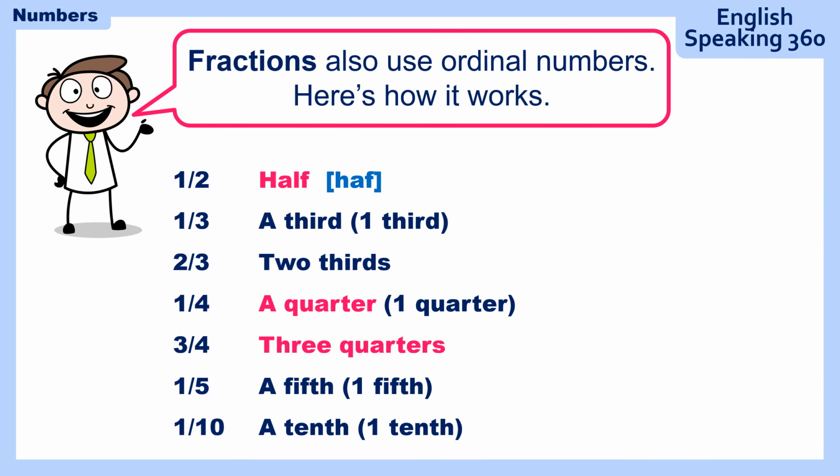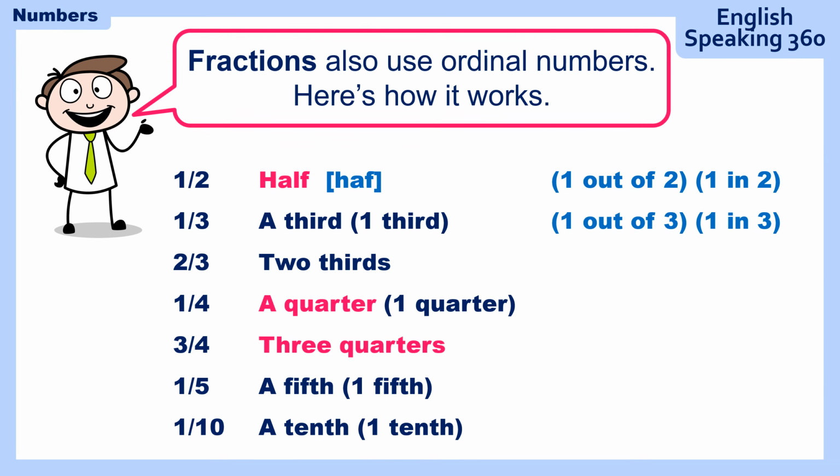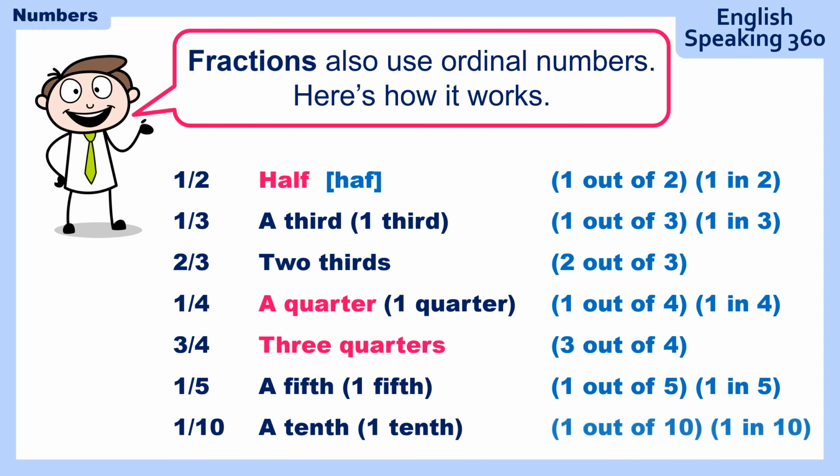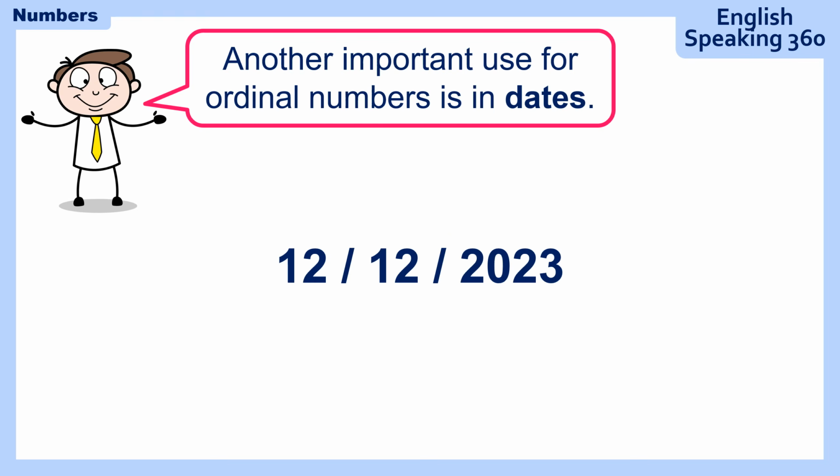But there's another way that you can read these fractions. You can say 1 out of 2. Instead of saying half, you can say 1 out of 2 or 1 in 2. The next one, a third, you could say 1 out of 3 or 1 in 3. 2/3, 2 out of 3. A quarter, 1 out of 4, 1 in 4. 3/4, 3 out of 4. A fifth, 1 out of 5 or 1 in 5. And finally, a tenth, 1 out of 10 or 1 in 10.